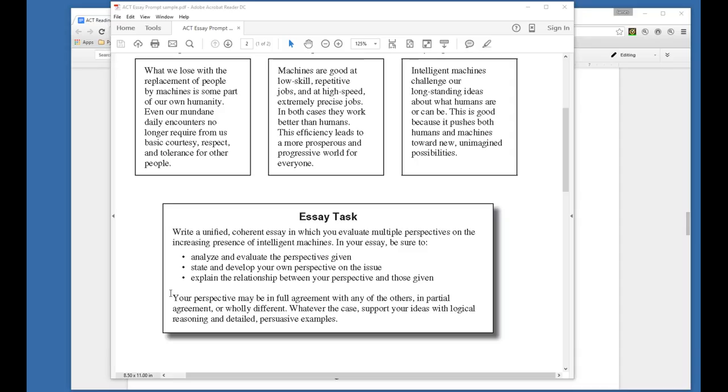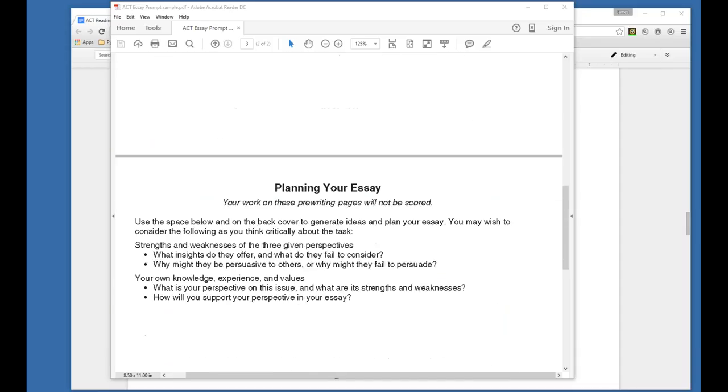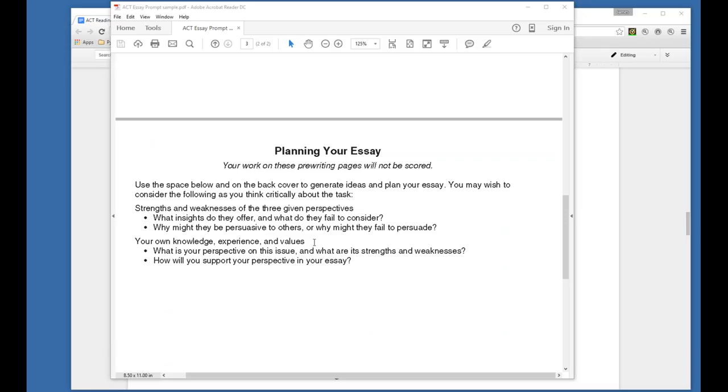So, and then they're going to give you some space to plan it, right? And they'll remind you of all of this stuff every time. Use the space below and on the back cover to generate ideas and plan your essay. You may wish to consider the following as you think critically about the task. So since the test maker tells us that we may want to think about these things, should we do that? What do you think? If the test maker says you may wish to consider the following, should we consider those things? Absolutely. That's right. I mean, they're giving us a nice roadmap here of how to write the essay. So let's not try and make up a new, different kind of essay. Let's use the roadmap that the ACT is going to give us to write this essay.